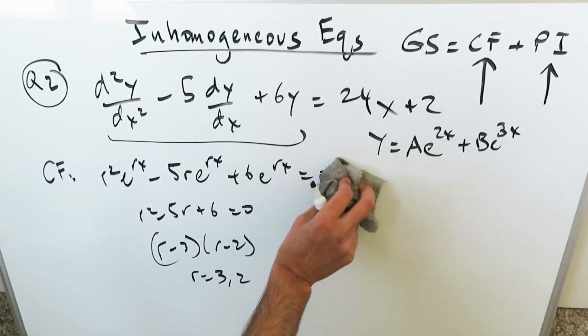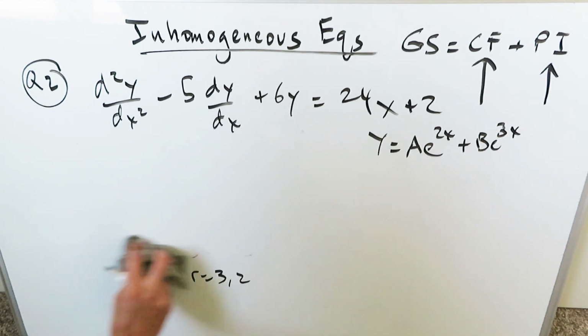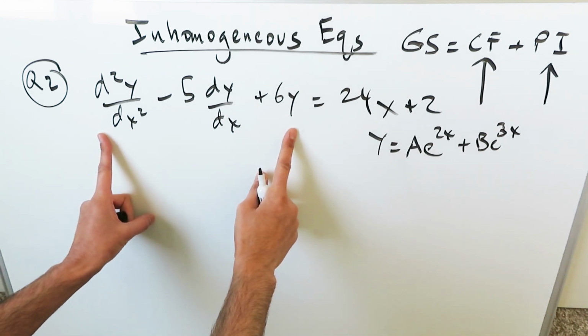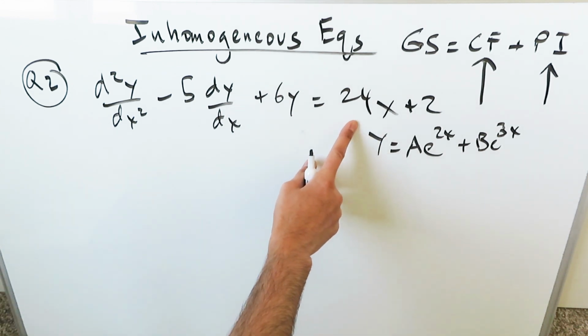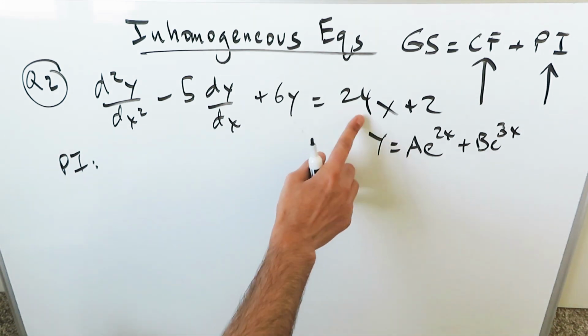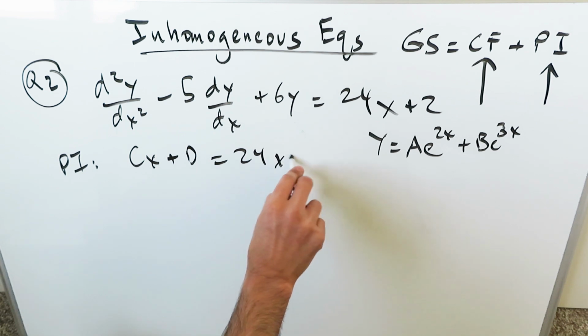Now what we have to do is focus on the particular integral. The particular integral, you always look at the f of x part. What does that mean? You're looking at the right hand side. You're looking at the left hand side for your complementary function. You're looking at the right hand side for your particular integral. Our particular integral is looking of the form: we know we had something of this, cx plus d is equal to 24x plus 2.